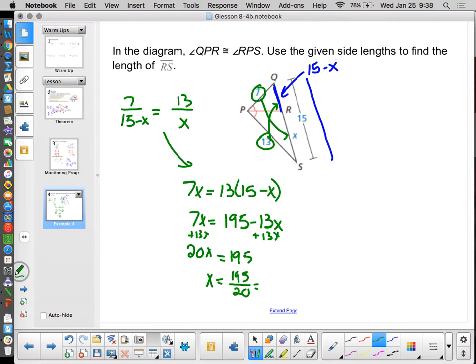Sorry, that's not my calculator. Try that again. 39/4. And sure enough, not a whole number. That's okay. We still found the length of the side.